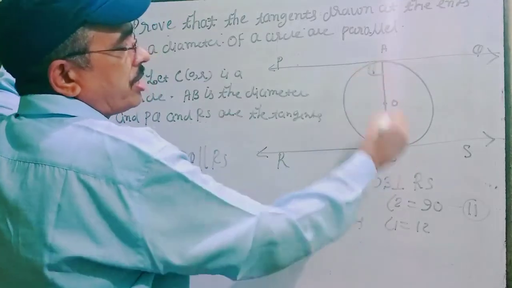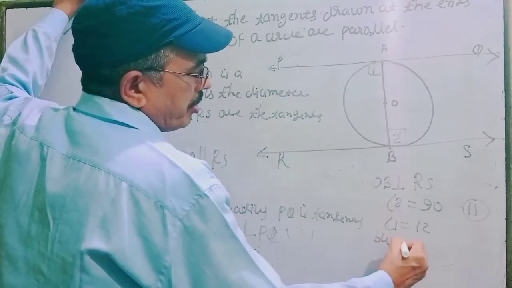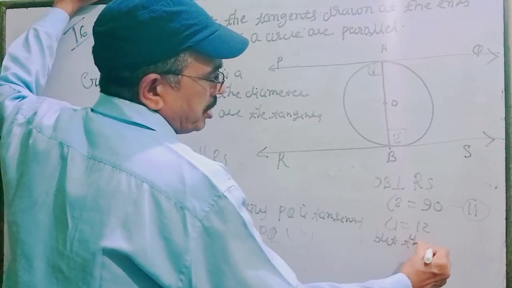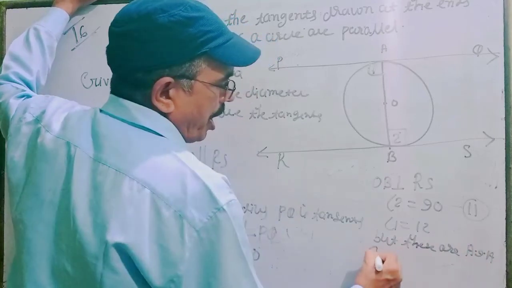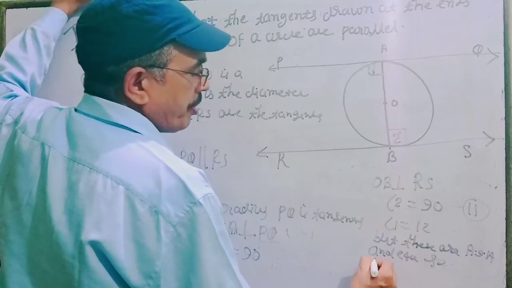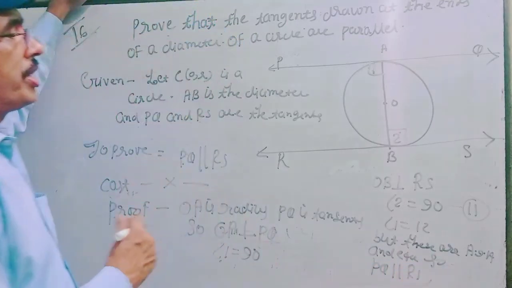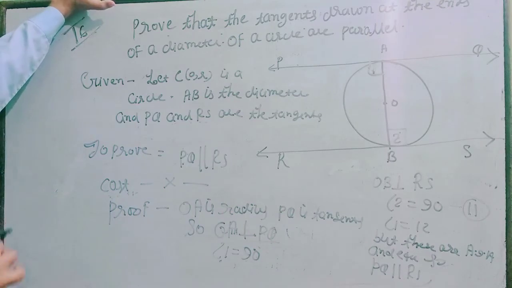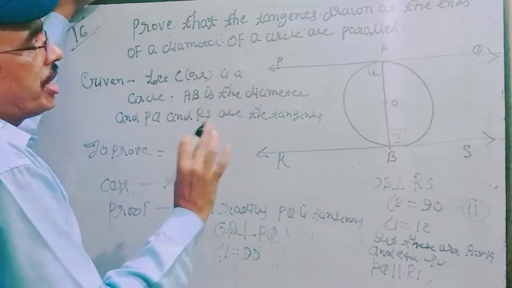But these are alternate interior angles and equal. So PQ is parallel to RS. So dear students, your question is to prove that tangents drawn at the ends of a diameter of a circle are parallel.